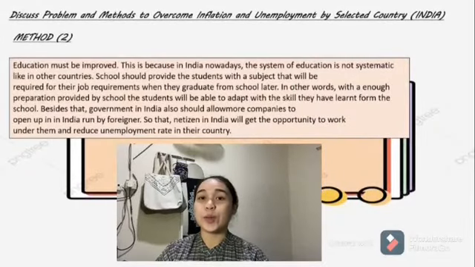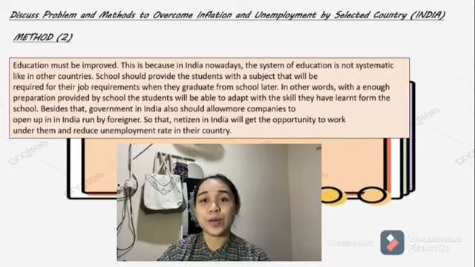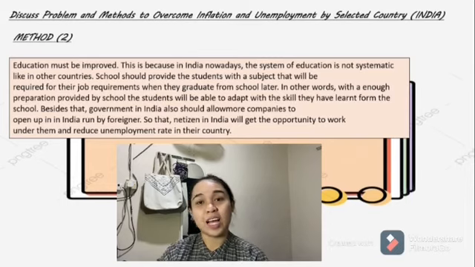Another point is to overcome the employment problem in India. The first method is that education must be improved. This is because in India nowadays, the system of education is not systematic like in other countries. Schools should provide the students with subjects that will be required for their job requirements when they graduate from school or from their universities later. In other words, with enough preparation provided by the school or the university, the students will be able to adapt with the skills they have learned from the school.